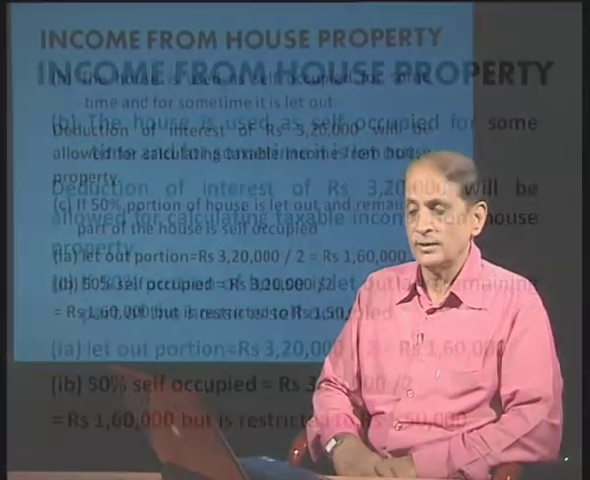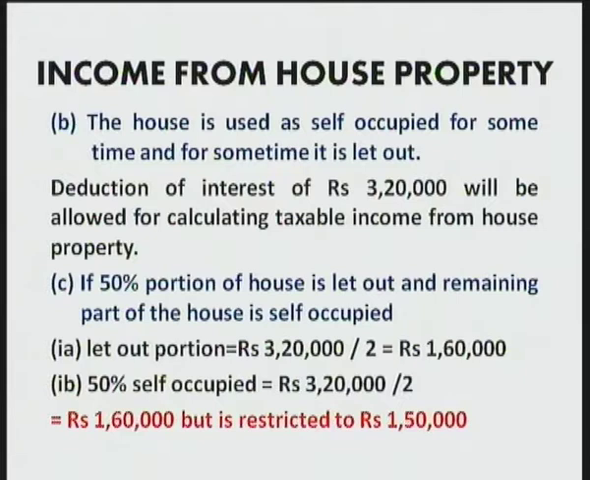Now, the third situation is if 50% portion is let out and the remaining part of the house is self-occupied. It means the house is split into two parts, 50% self-occupied and 50% let out. So far as interest paid in the previous year is concerned, it is required to be split into two parts, 50% related to the let out property and 50% related to the self-occupied property. For the let out portion, the total interest of Rs 3,20,000 that we calculated is divided by 2, and in this way we get Rs 1,60,000.